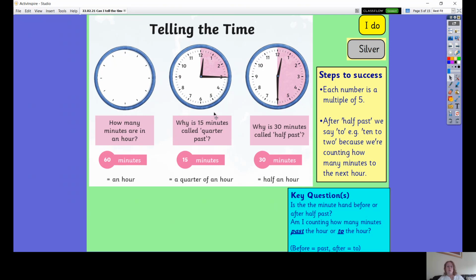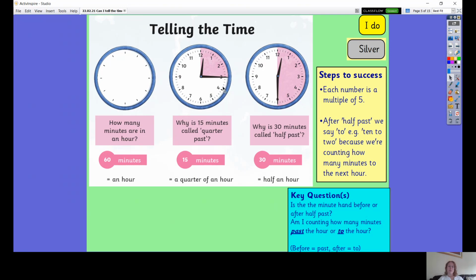We've talked about this on the previous pages, but I haven't actually said it explicitly, so we will now. Why is 15 minutes called quarter past? Pause a minute and have a think. You can think about both of these questions: why is 15 minutes called quarter past, and why is 30 minutes called half past? Just pause and have a think about that now.